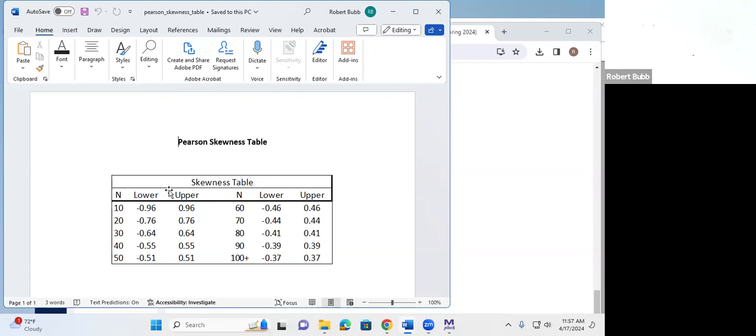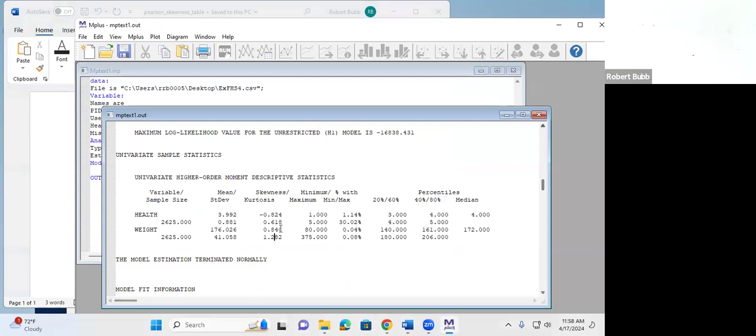But either way, it looks like it's going to be a negative distribution for our first variable, which I think was health, right? Yeah. Okay, what about our next variable? I got positive 0.84 for weight. So it looks like we got one negatively skewed distribution, one positively skewed distribution.